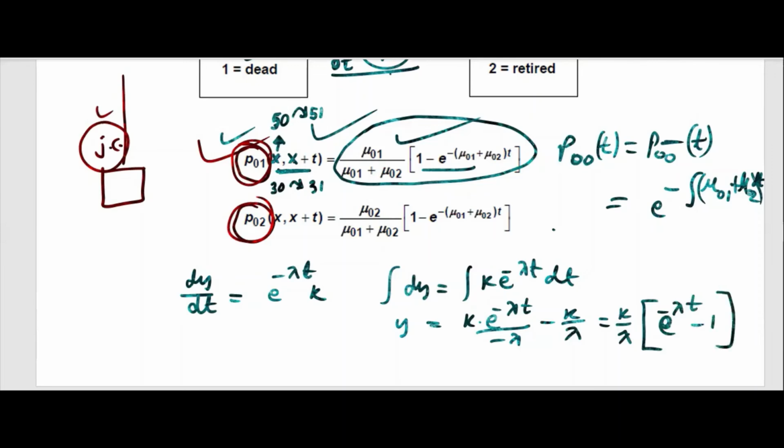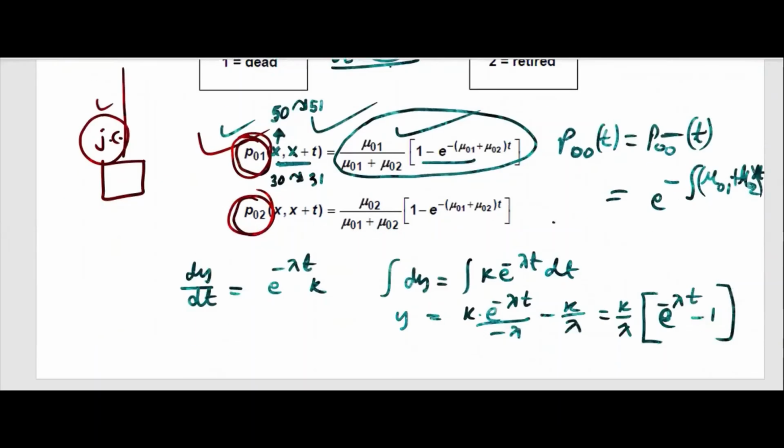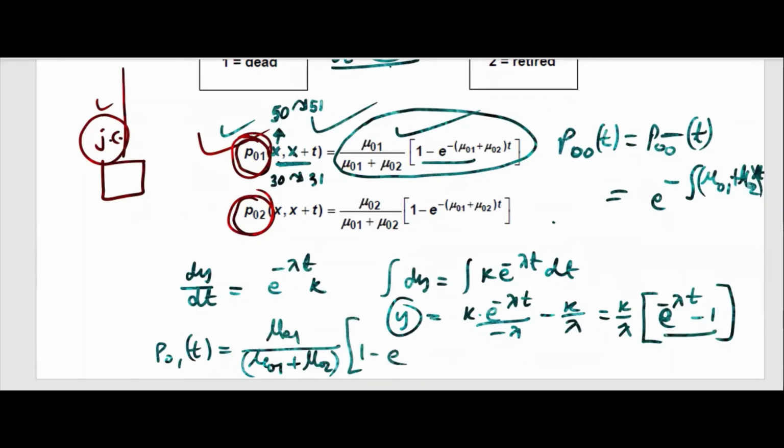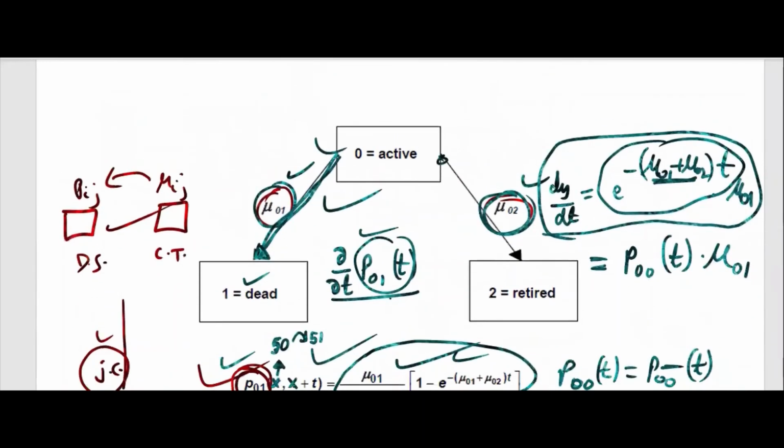That is y is P01T, so we missed minus here. Let's see what is lambda. Lambda is minus (mu 01 plus mu 02). And what is k? K is mu 01. So P01T, lambda is minus (mu 01 plus mu 02), k is mu 01, and that minus will multiply here, it will be 1 minus e power lambda t. That's all. This is so easy. So this you can solve.